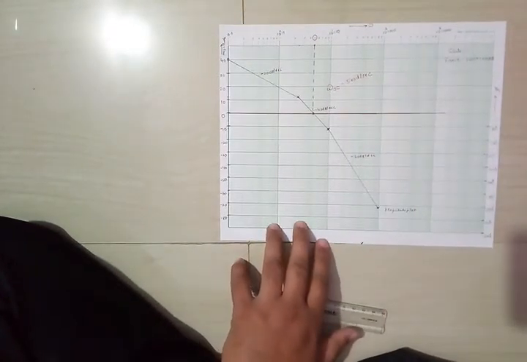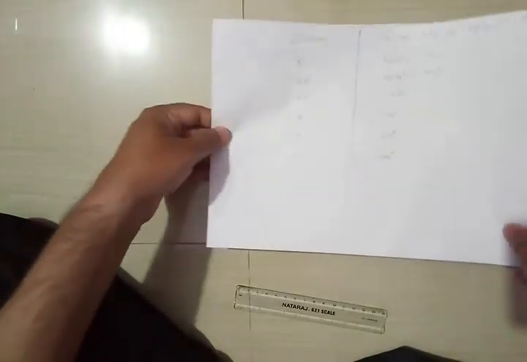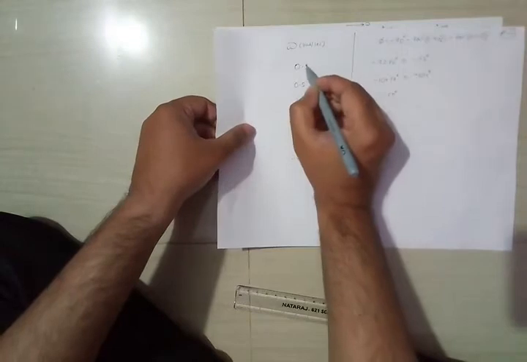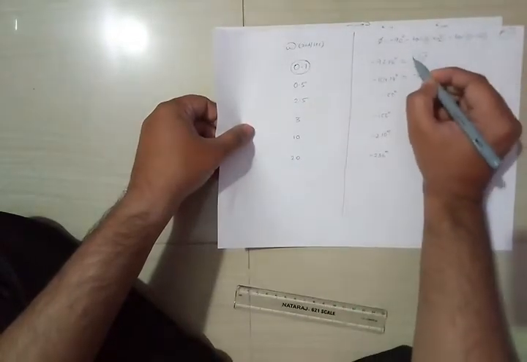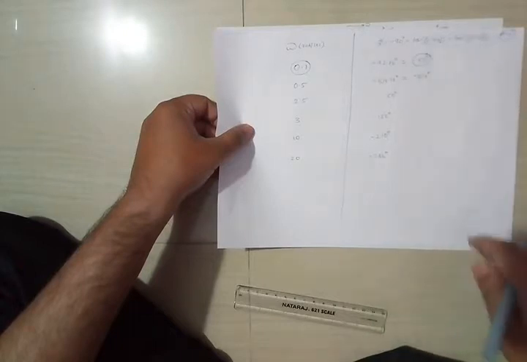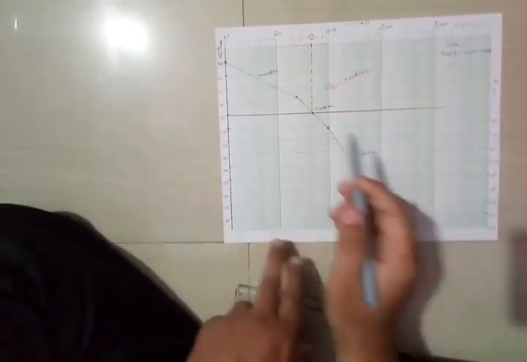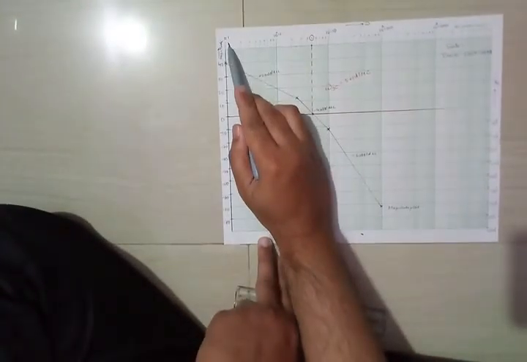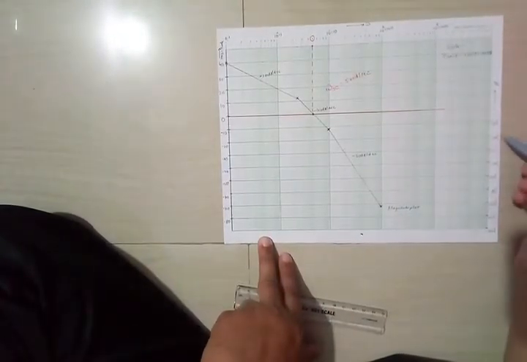Next, depending upon the values in the table that we have got, we'll plot. So for omega equal to 0.1 radians per second, the value of angle which we have got is minus 93 degrees. So we have to plot that. When omega is equal to 0.1 radians per second, the angle which we have got is minus 93 degrees.